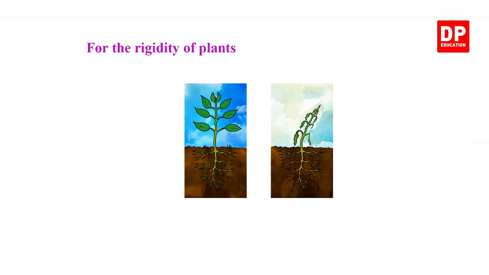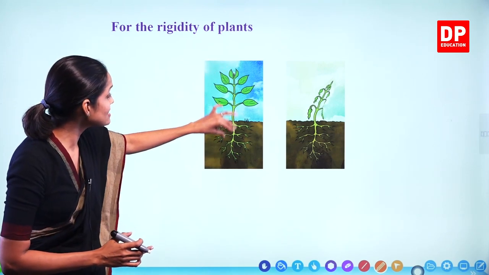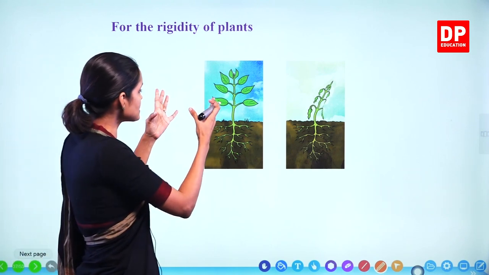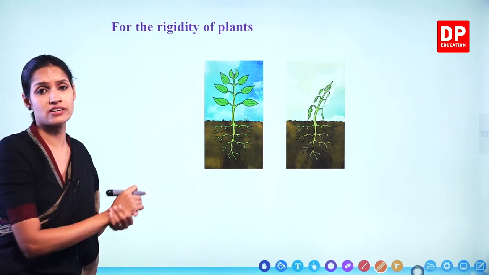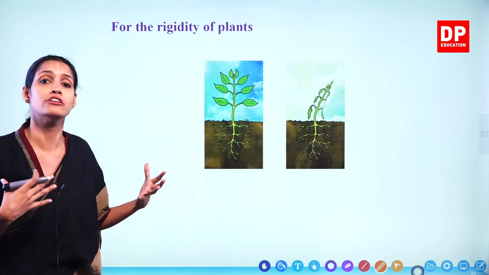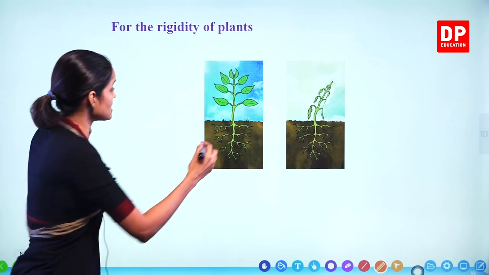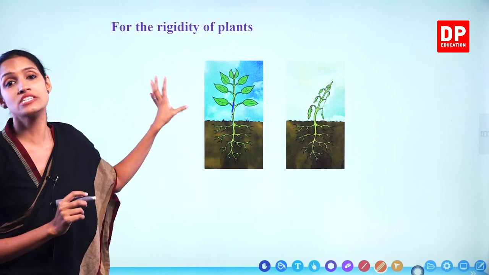Right. Now look at this one. For the rigidity of plants, look at this plant. This is a herb, a small plant. You have seen that small plants don't have a woody stem. They have a green color, very tender stem. So if they have a tender stem, how do they stay erect? How do they stand straight, children, without having a woody stem or a strong stem? That is because of the presence of water inside the plant body. So water gives this rigidity.